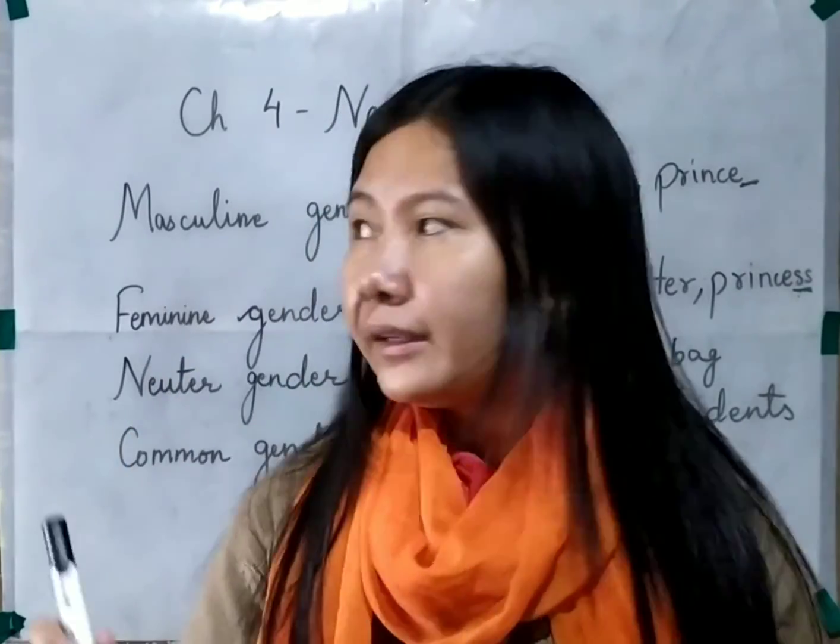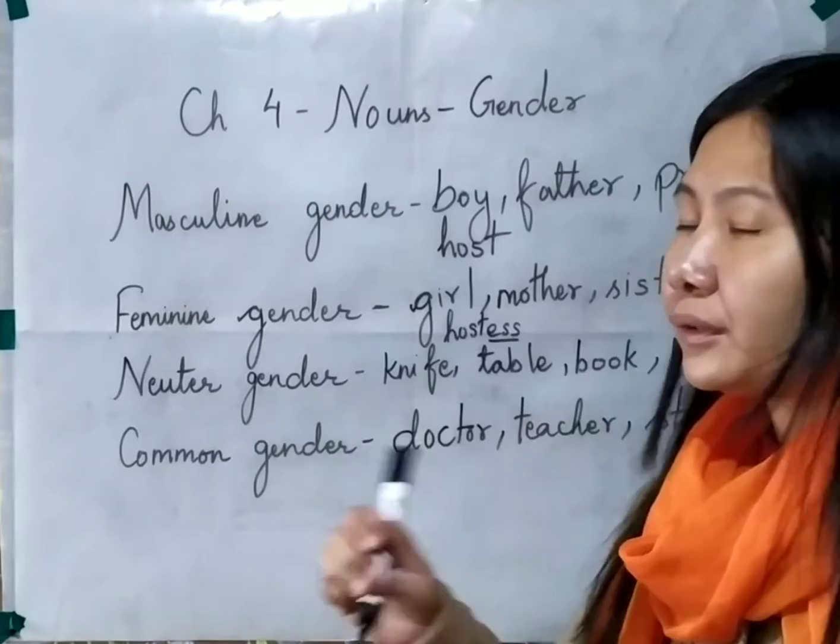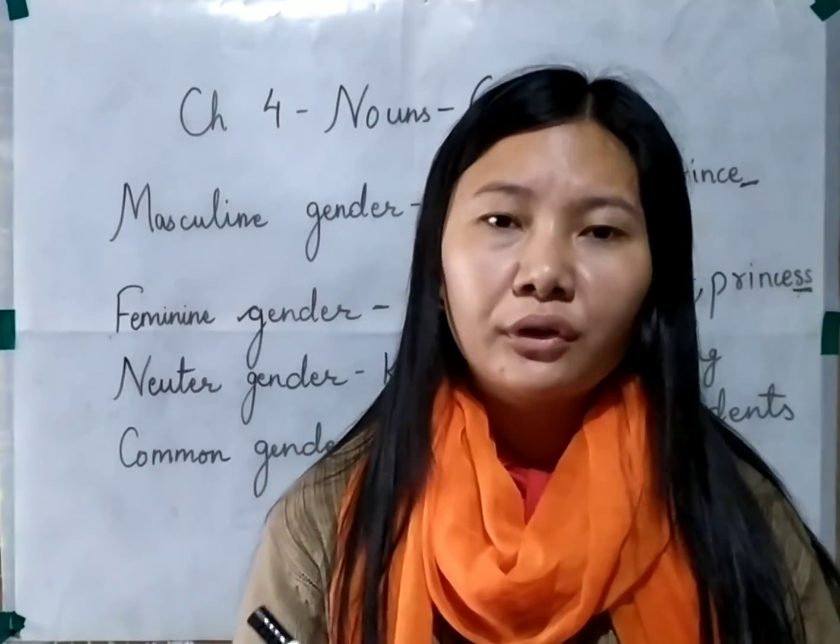So if I say the word uncle, brother, or father, husband, these are examples of nouns that belong to the masculine gender because they refer to males. Similarly, if I say the words sister, aunt, mother, these are examples of feminine gender. And if I say words like marker, whiteboard, or wall, these are examples of neuter gender because these nouns refer to non-living things.